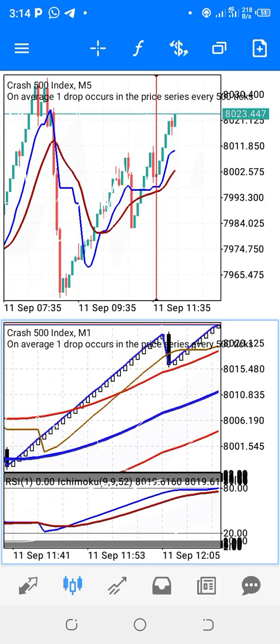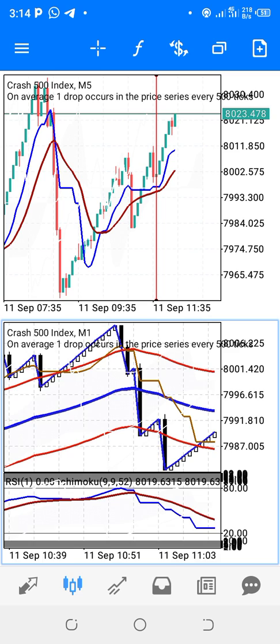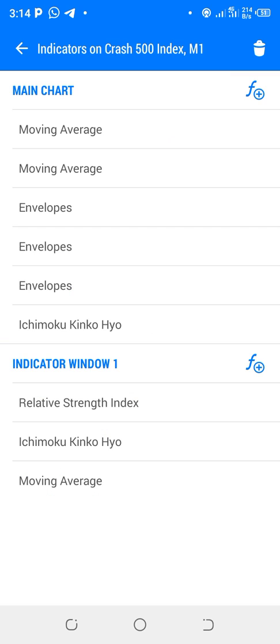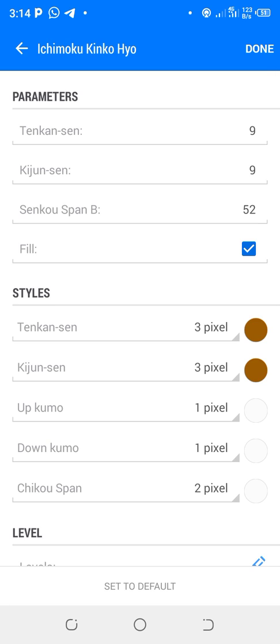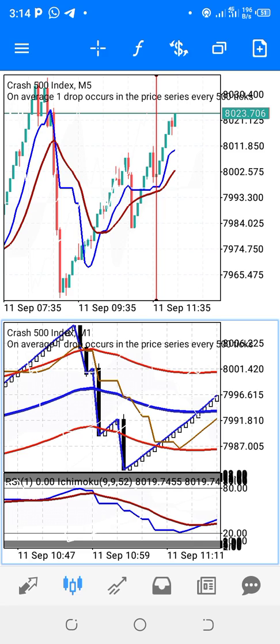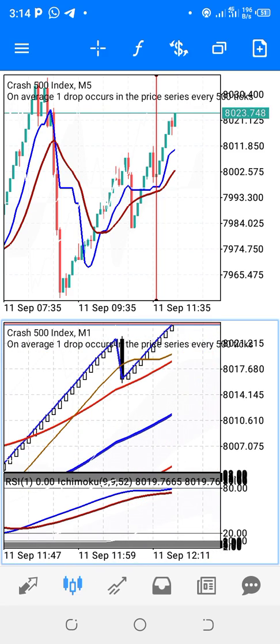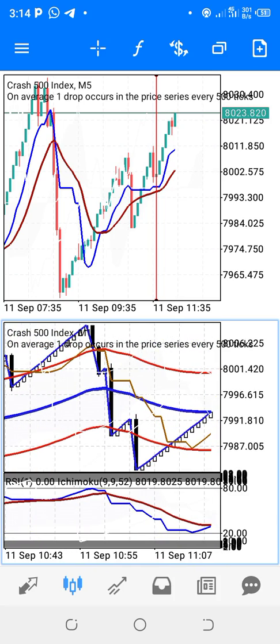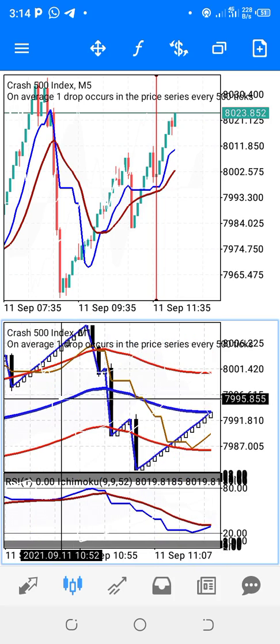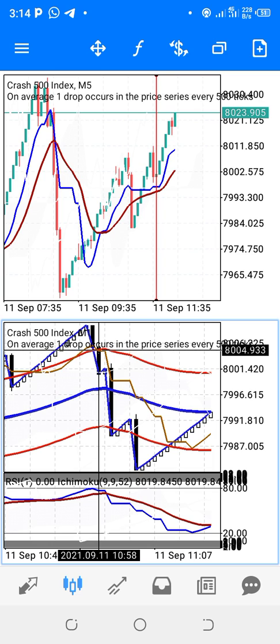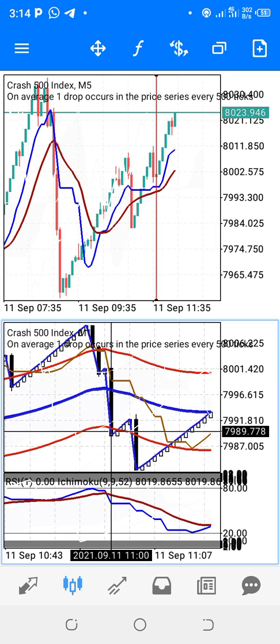Now for the 1 minute time frame, for entering the market, every time the market touches Ichimoku, you just need this setting here. Ichimoku 9, 9, 52, fill. Exactly the same as the other one above, and that will be it. You don't need the rest. So you wait for the market to crash below. First confirmation, second confirmation. As it goes back and touches the Ichimoku, you enter. It will spike.